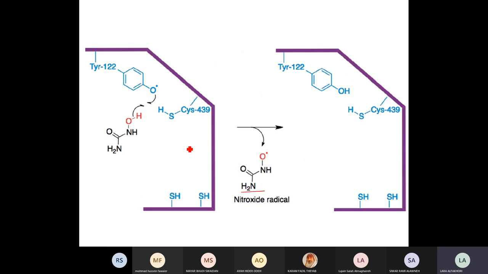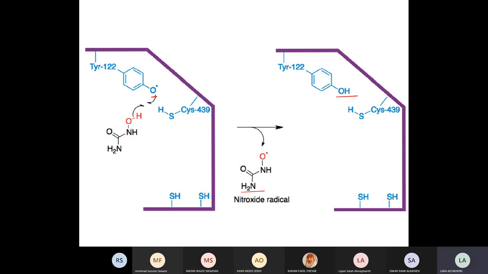Let's say the drug and how it inhibits this enzyme. When it binds to the active site of the enzyme, it interacts with the free radical and converts it into a neutral form. Once it is converted into the phenolic form, okay, يعني مش راح يكون موجود عندي بالactive site حتى انه يعمل any reduction of any ribonucleotide that is bound to it.